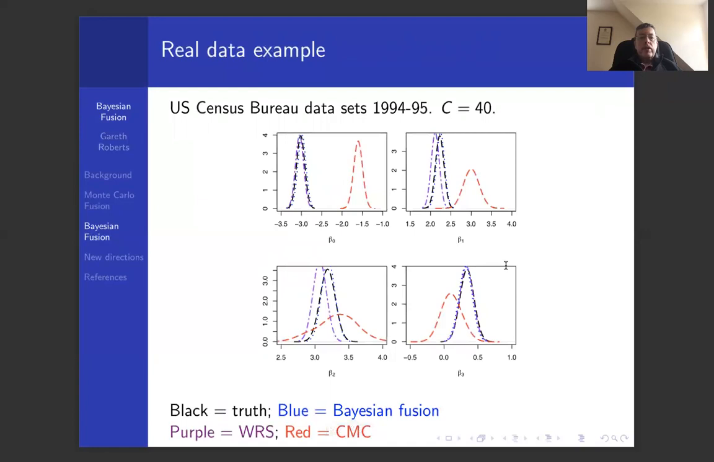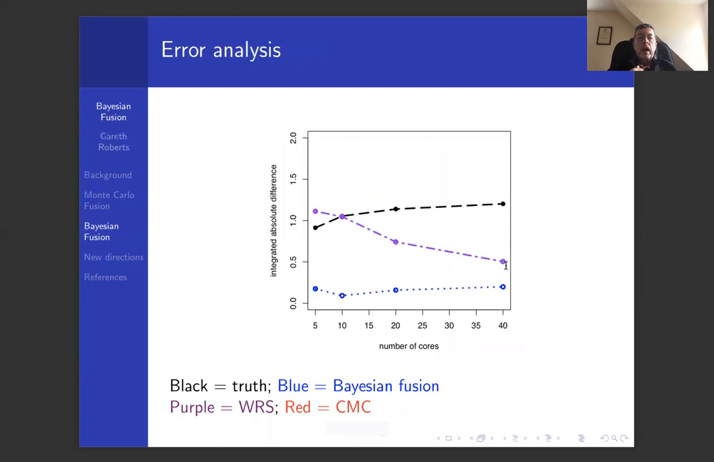Briefly, just another example. This is a real data example involving US Census Bureau data. And this example used 40 cores. And you can see here that the error in the consensus Monte Carlo is very substantial, whereas the Weierstrass sampler does fairly well, and the Bayesian fusion model better still. And again, we can analyze the data as the number of cores increases and see a similar picture to what we had before.